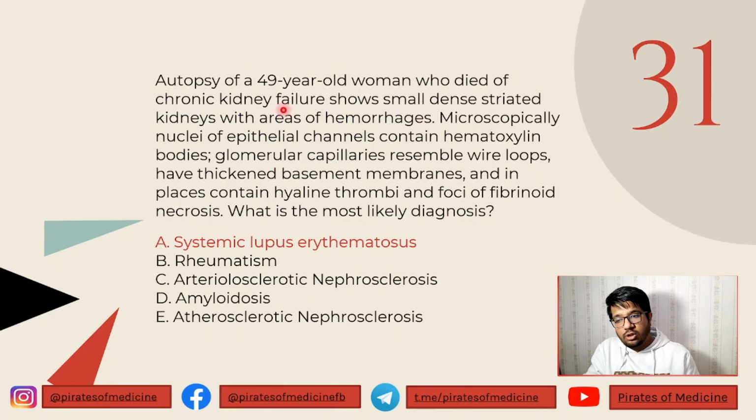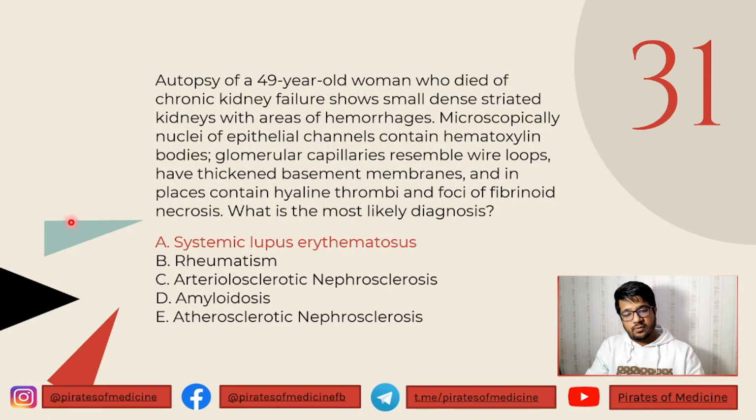Next is the autopsy of a 49-year-old woman who died of chronic kidney failure. It shows small, dense, striated kidneys with areas of hemorrhages. Microscopically, nuclei of epithelial channels contain hematoxylin bodies. Glomerular capillaries resemble wire loops. The basement membrane is thickened, and in places it contains hyaline thrombi and foci of fibrinoid necrosis. What is the most likely diagnosis?